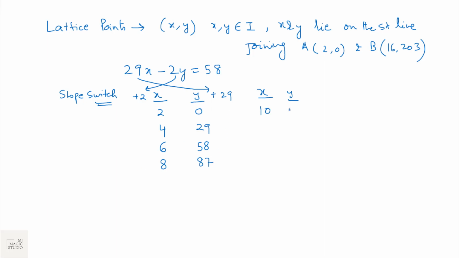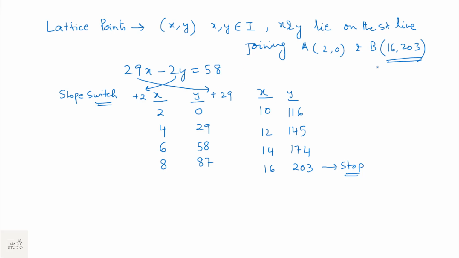87 plus 29, 116. 12, 116 plus 29, 145. 14, 174. 16, 203. We need to stop here because we have come to the solution which is at point B. Because point B is also the solution, as this line 29x minus 2y equals 58 passes through A and B.